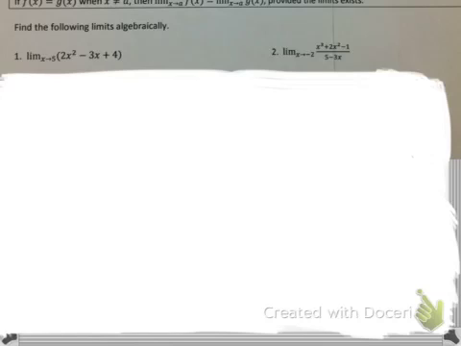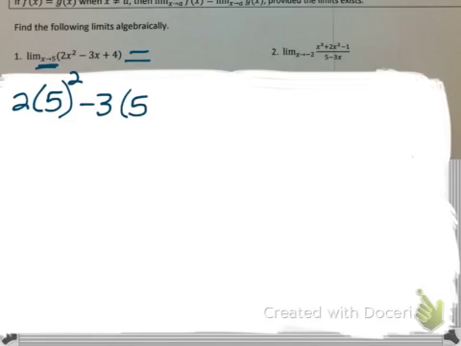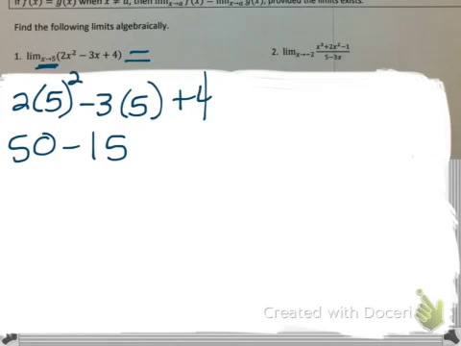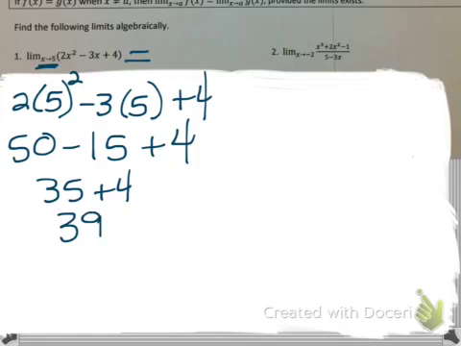All right, so let's try some algebraically. Number 1, limit as x approaches 5. So is 5, can I plug 5 into that? Yes. So the answer to this will just be the y value. How do you get the y value? Plug in 5. Do some algebra. 5 squared, 25, times 2, 50, minus 15 plus 4. And then I'm just going to do this out. So what do I have? I have 35 plus 4, which is 39.